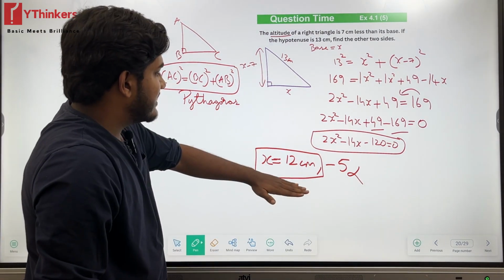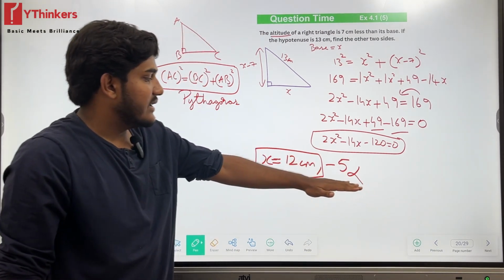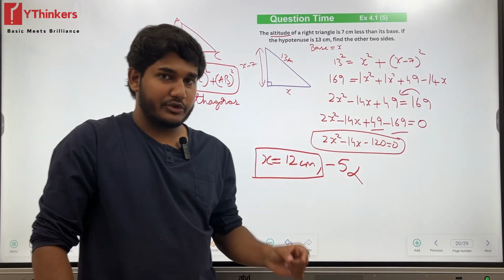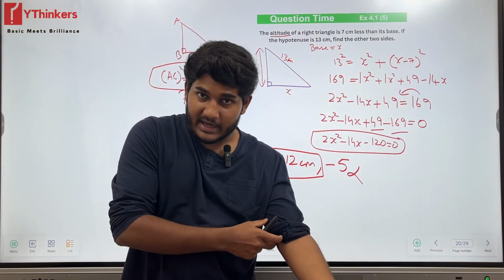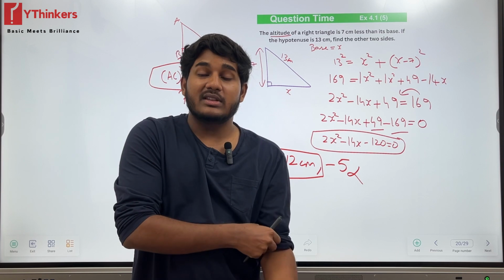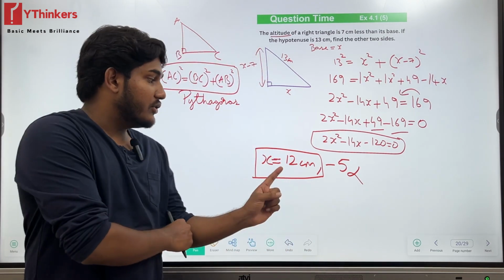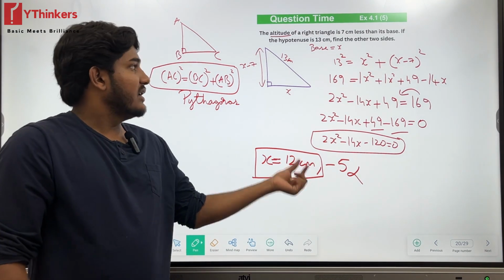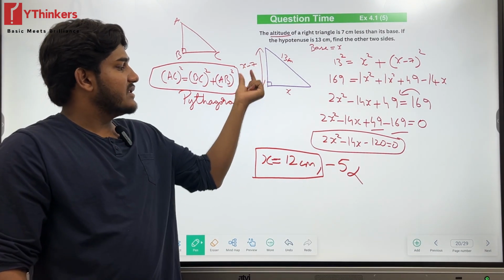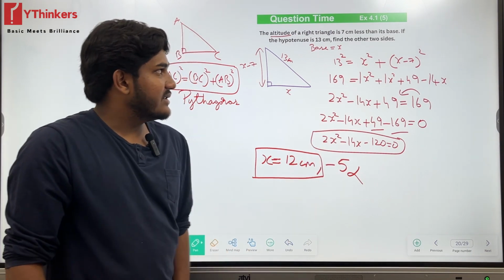Therefore you should get the value of x as 12 or minus 5. But when you solve minus 5, you should not take it. You should write it clearly in the answer. Minus 5 cannot be the measurement of the base of the triangle. That is why we are not going to use the other value of x. We are going to use the first value of x, which is 12 centimeter. So the first side is 12 centimeter. The other side is 12 minus 7, which is 5 centimeter. You can factorize it and find the answer.